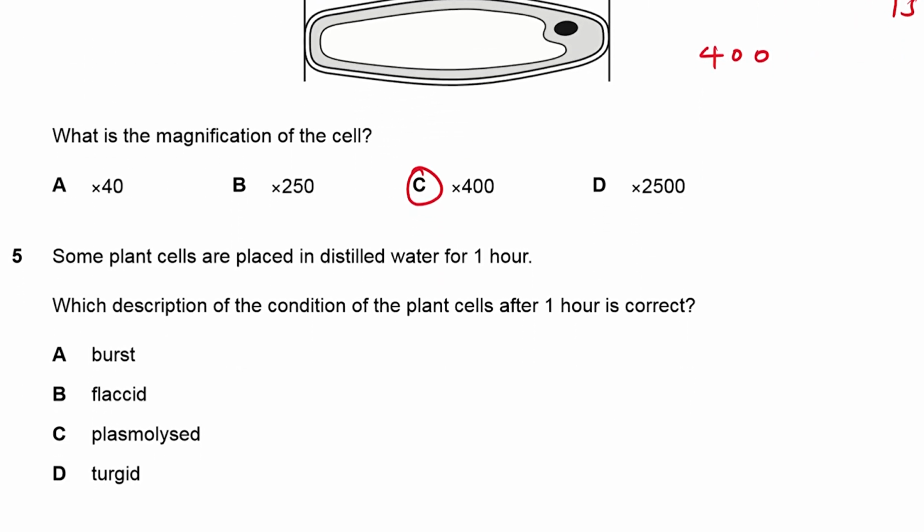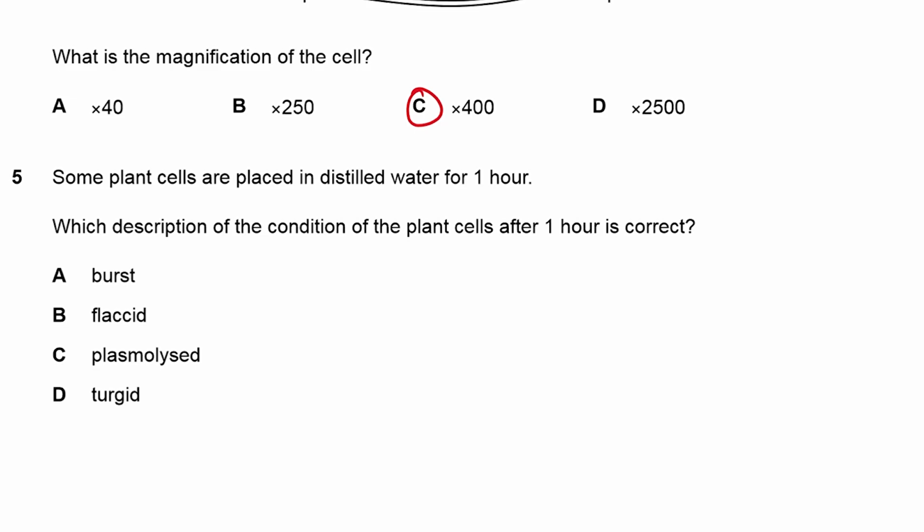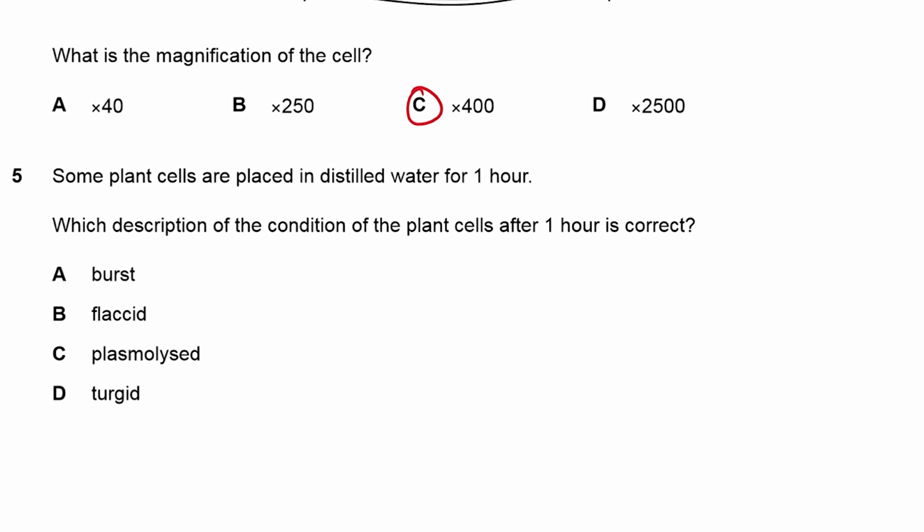Number 5 says, some plant cells are placed in distilled water for 1 hour. Which description of the condition of plant cells after 1 hour is correct? Now, the plant cell has been placed in water. So water moves from a region of high concentration to a region of low concentration. Definitely it will move from where it is put, let's say in a container, into the plant. And at the end of the day, this plant cell will keep on swelling. As the plant cell keeps on swelling, we say that it is turgid.